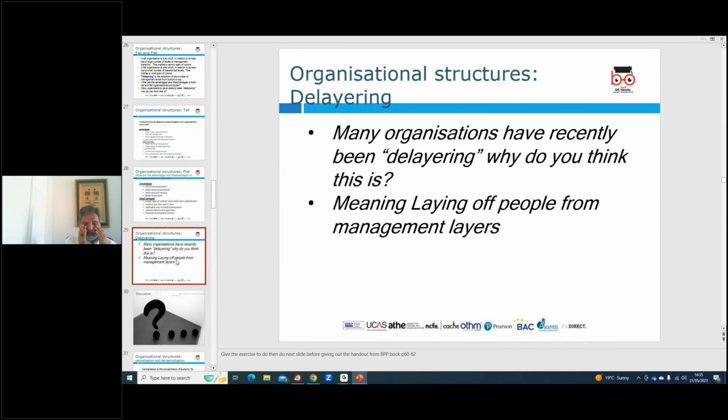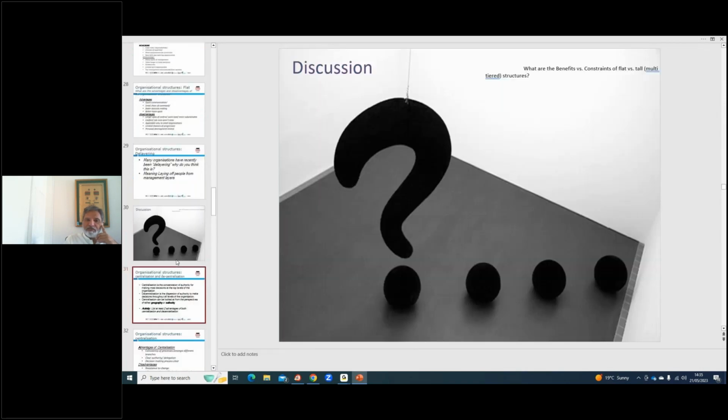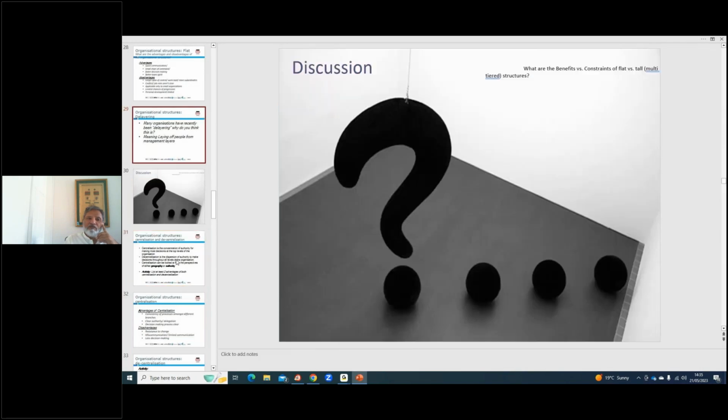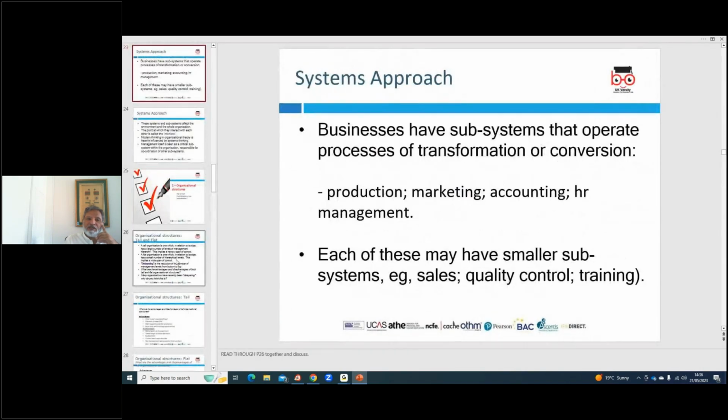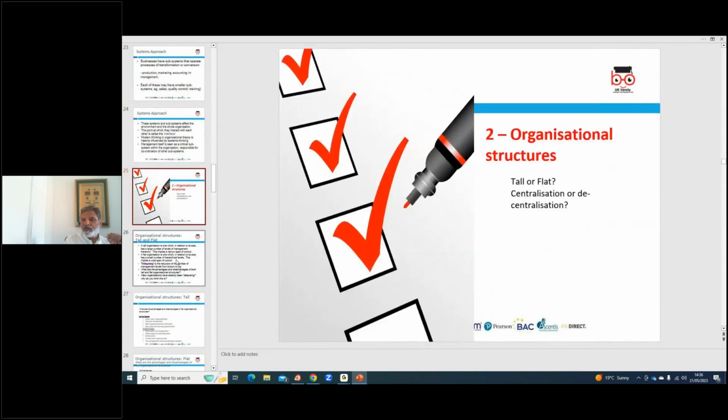Tesco's, you can look at the case study of Tesco's delayering, or other supermarkets delayering, Primark, for example, Aldi. There are lots of organizations that have used management delayering to reduce the management layers in order to make quick decisions. Okay, so this part of the presentation, we looked at the tall organization and the flat organization, delayering.